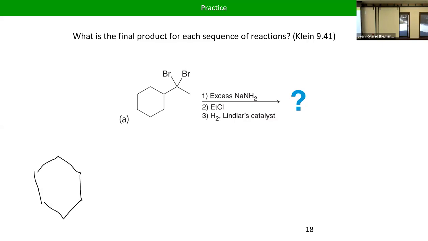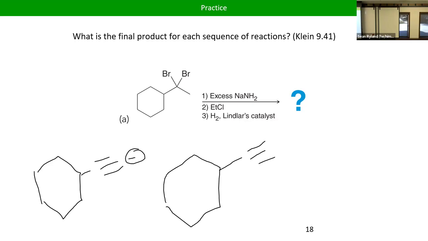So after step one, we'd get something that looked like this. Then we're going to add an ethyl group to it, because we did that SN2 with ethyl chloride. And then we're going to take that and make it into a cis alkene. And I'm going to clear this real quick so I have room to do this.